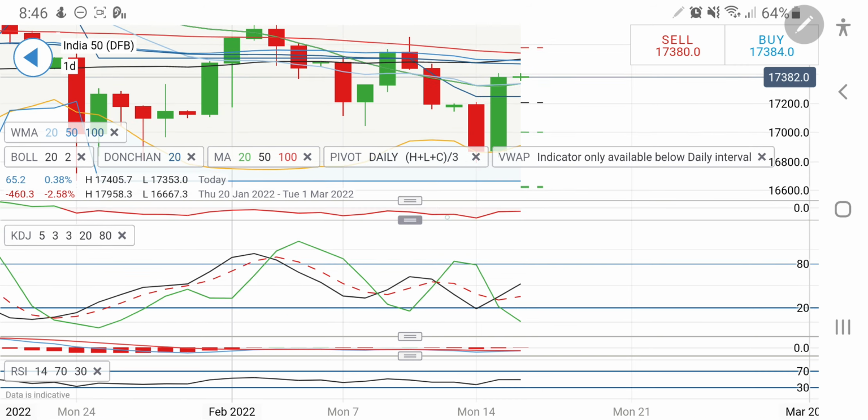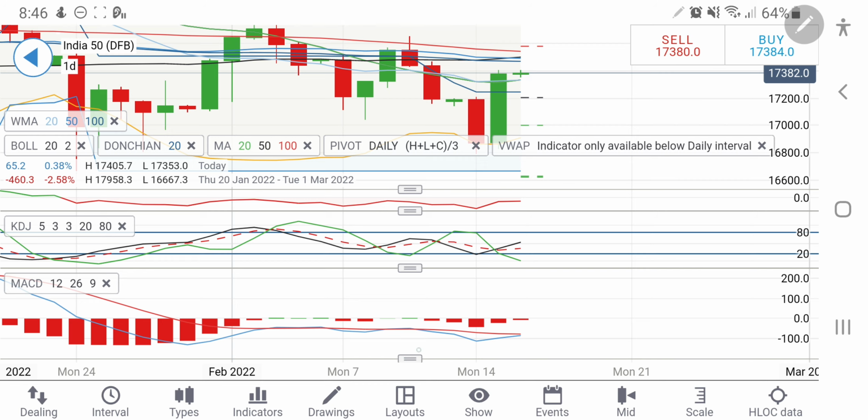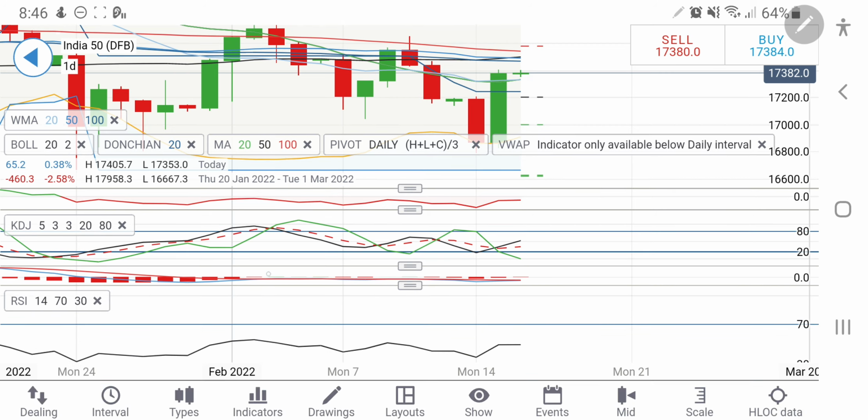Now look at the stochastic, it is almost again back into comfortable levels here. The MACD lines are trying to cross over on the buy side.